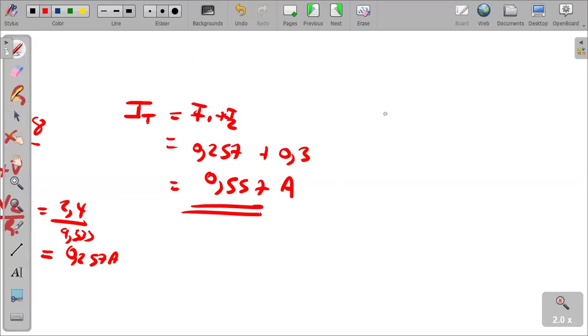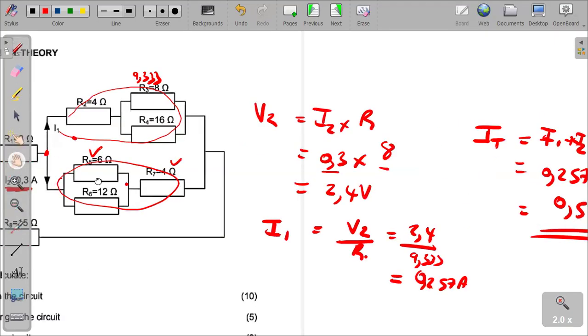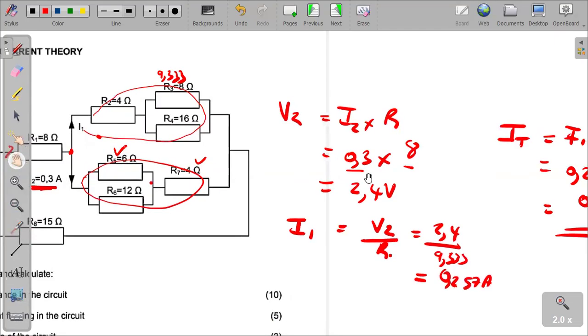Remember, we have the current divider rule. The current divider rule says I1 is equal to R2 over R1 plus R2 multiplied by I total. That's what it says. So we have I2 there, so we can use that. For I2, it means I2 is equal to R1 over R1 plus R2 multiplied by I total. So going back to our junction, our I2 we have been given is 0.3 amperes. So we can use that formula there to calculate the total current.